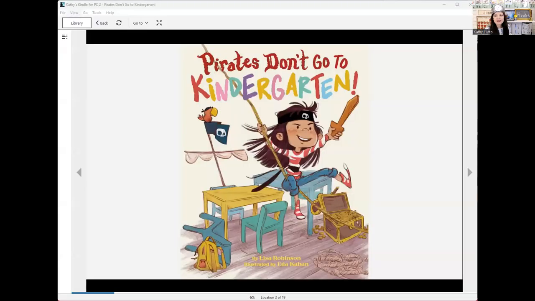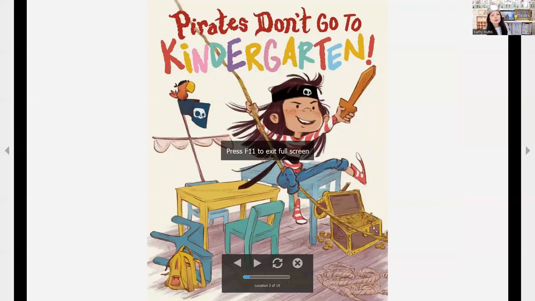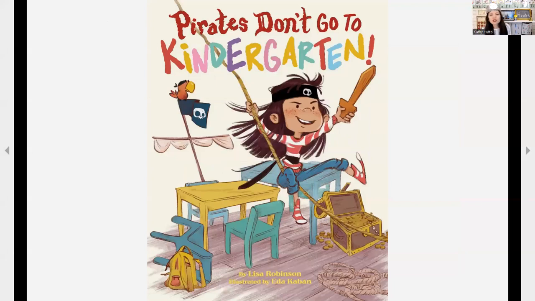Ta-da! So here's my pirate hat. And now it's time for story time. Our book today is called Pirates Don't Go to Kindergarten, by Lisa Robinson.